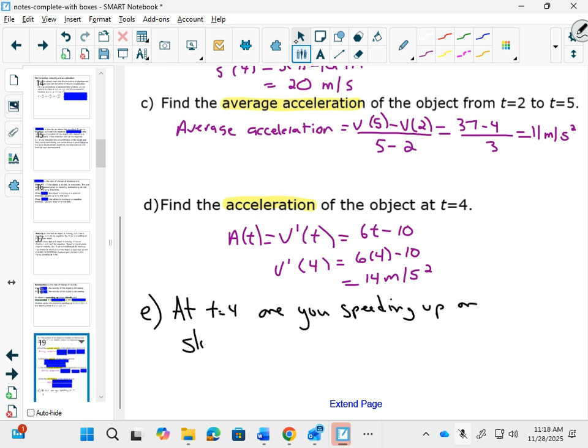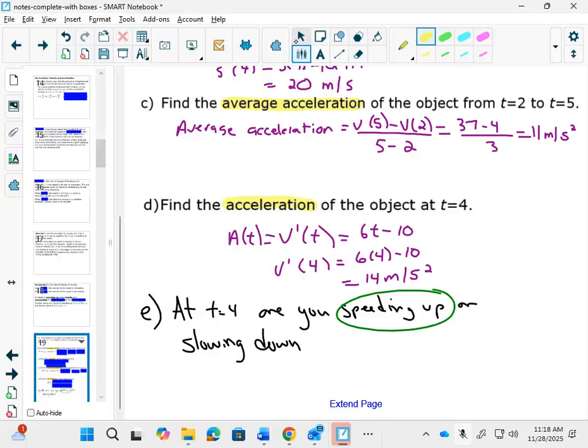And if we apply what we just learned, at 4 seconds, is the object speeding up or is it slowing down? It is speeding up because both the acceleration and the velocity are positive at 4. It could either be both positive or both negative to be speeding up. I guess I should say the particle. You're not part of this question.